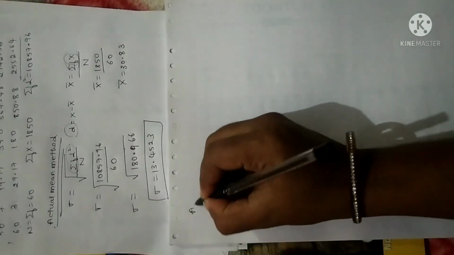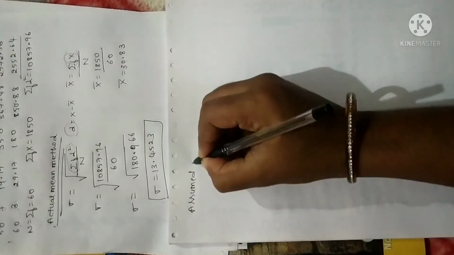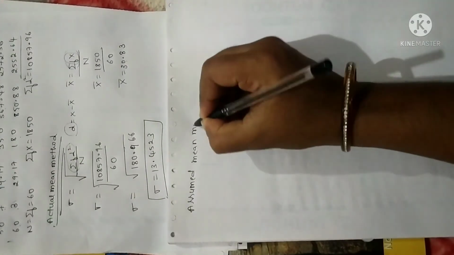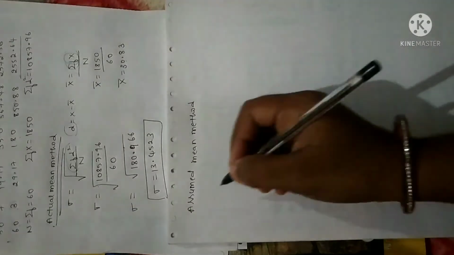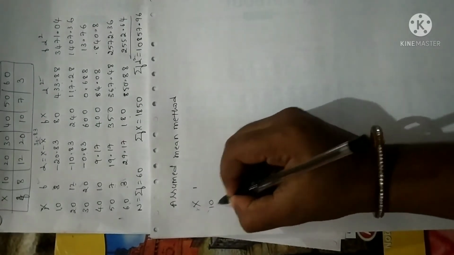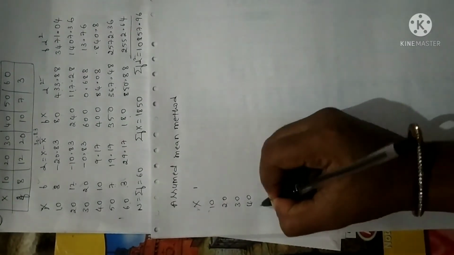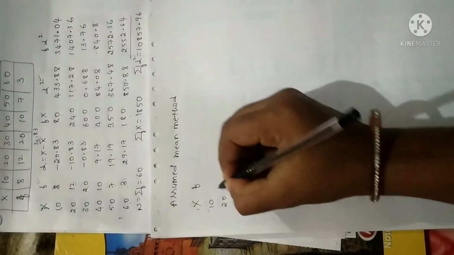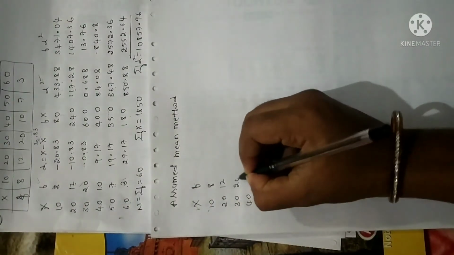Now let me solve the same problem by using the assumed mean method. I'll do the same problem in assumed mean method. Clear? So first let me write the formula for assumed mean method. What is the formula we have? Before that, I'll just write the problem once again here. I'll just copy x and f values. X is 10, 20, 30, 40, 50, 60. F values 8, 12, 20, 10, 7, 3. Clear?